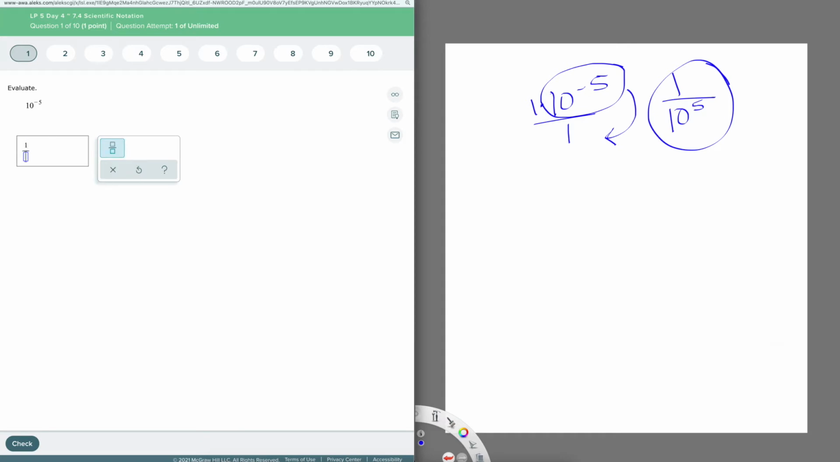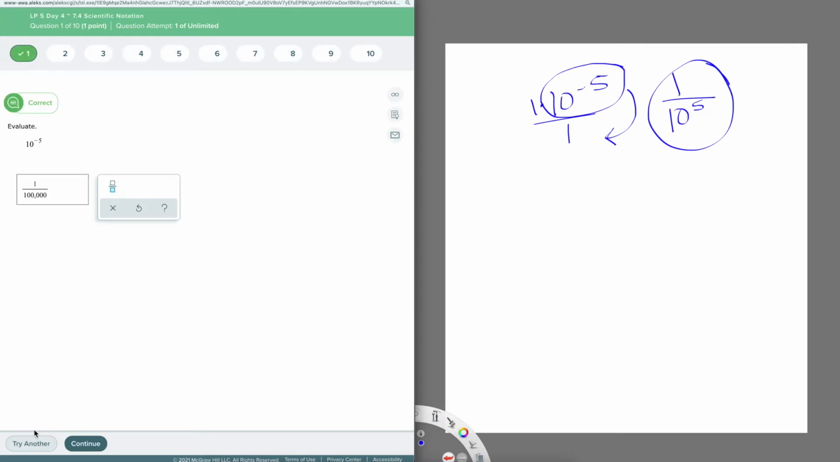So 1, 2, 3, 4, 5. And they are going to want the commas in here. They do tend to give grief if you don't put the commas in there. So check. All right.